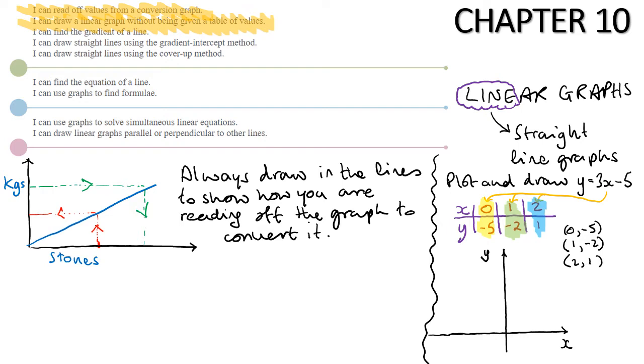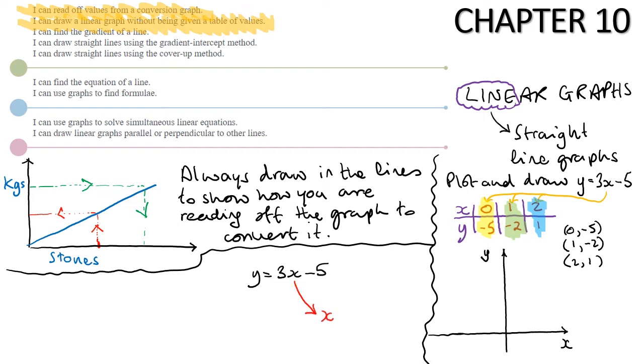Okay, now why have I done that? Because in this rule that I've written, y equals 3x minus 5, this x here stands for the x coordinate, and the y here stands for the y coordinate. So basically what my rule is saying is take the x coordinate, times it by 3, then take away 5, and that gives you the y coordinate.